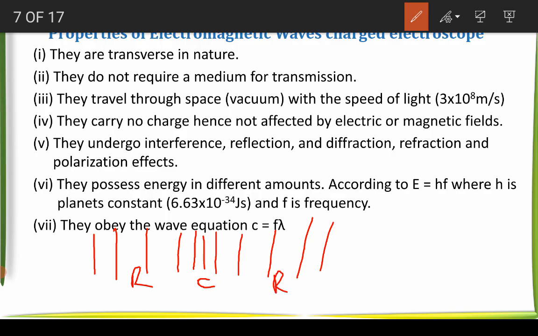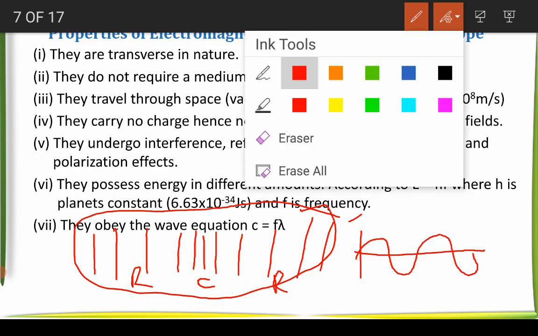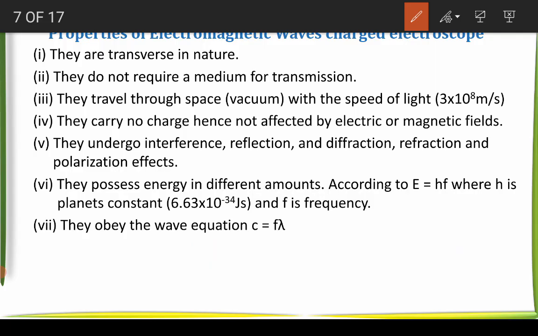So transverse waves, rather electromagnetic waves, do not behave like that. They behave like this. So they have crests and troughs. That's what we mean by being transverse. So all of them. An example is light. Light is a transverse wave.